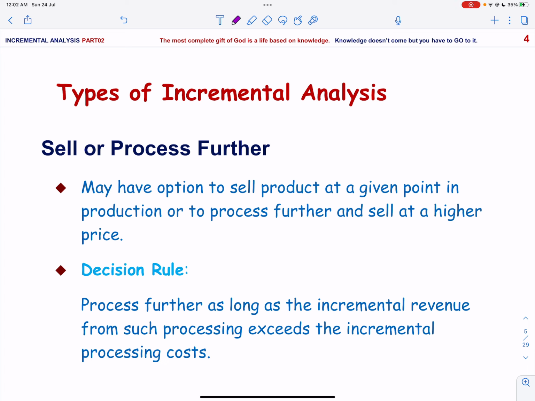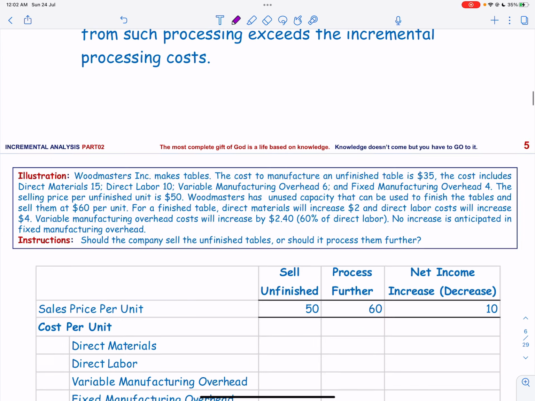Thus, the basic decision rule to sell or process further is: process further as long as the incremental revenue from such processing exceeds the incremental processing cost. Let us look into an illustration.